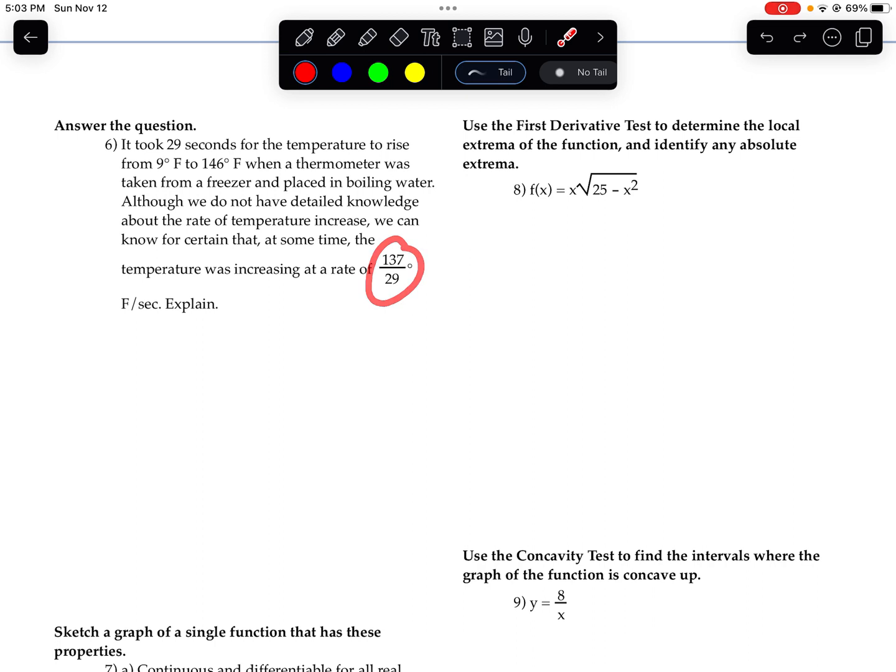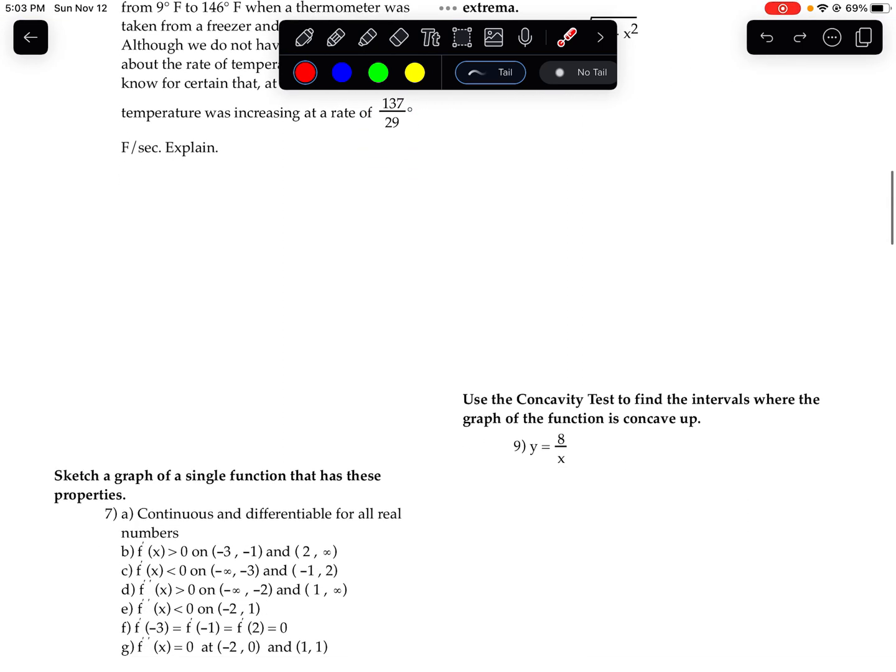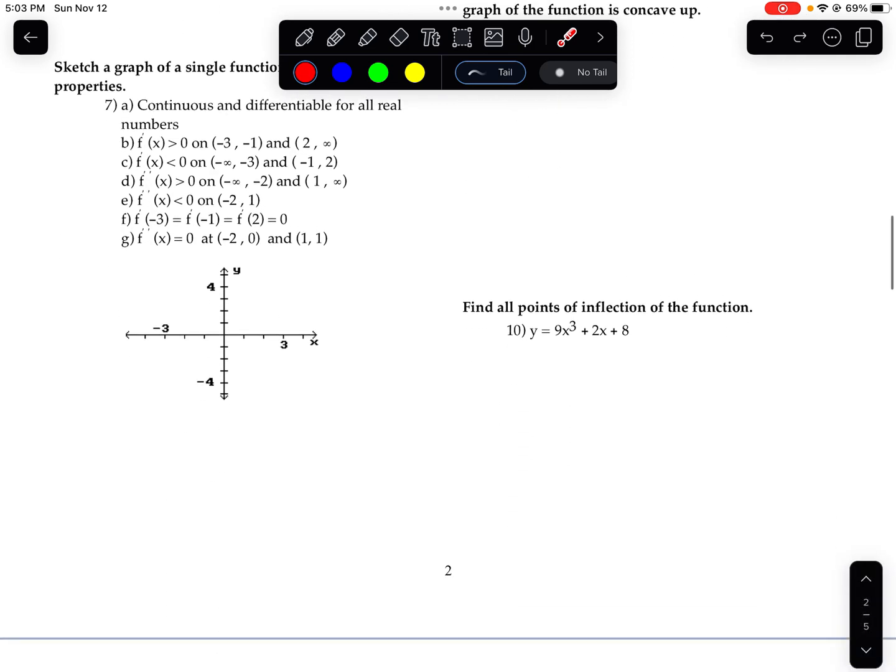This is the average rate, and so that means that at some point in the time interval of 29 seconds, we can know for certain that it had to match that, and so that's just by the mean value theorem. At some point, the instantaneous rate of change was equivalent to the average rate of change. So, going down to 7.